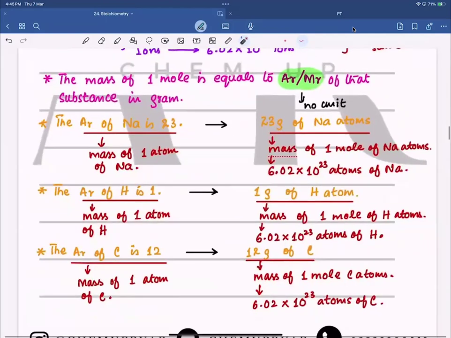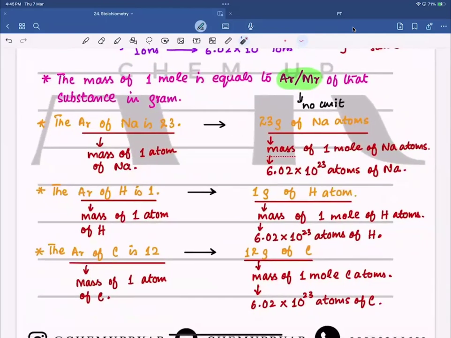See, I have mentioned a few examples over here. I'm saying that Na is 23. The mass of Na is 23, which is equivalent to its AR as well. So it means it's the mass of how many atoms? 1 atom. But if I say 23 grams of sodium atoms, now the AR is represented with the unit gram. Now it becomes the mass of this much atoms of sodium. Now it's not the mass of one atom.